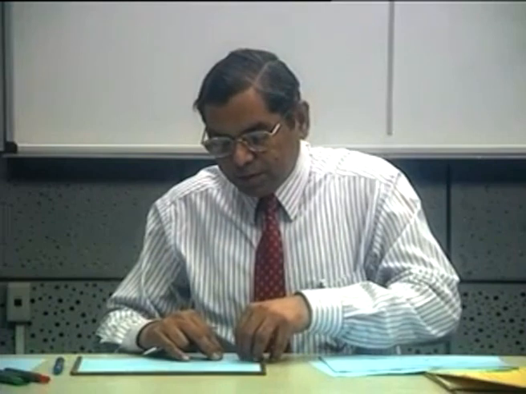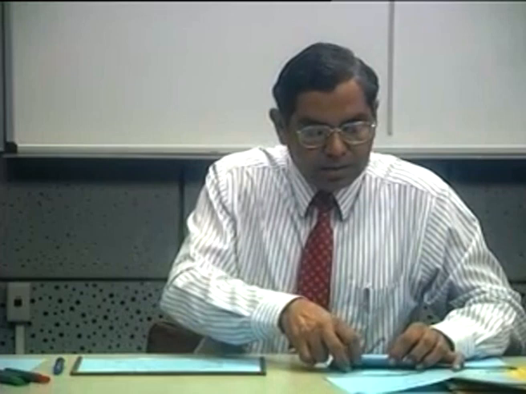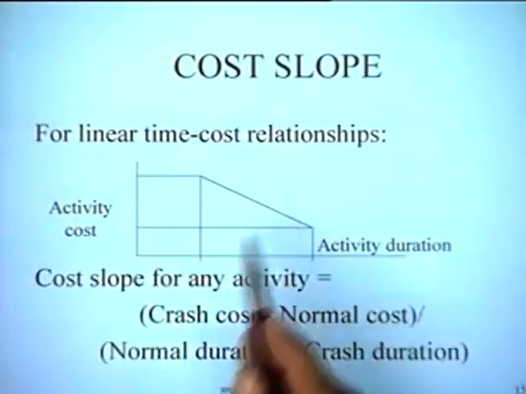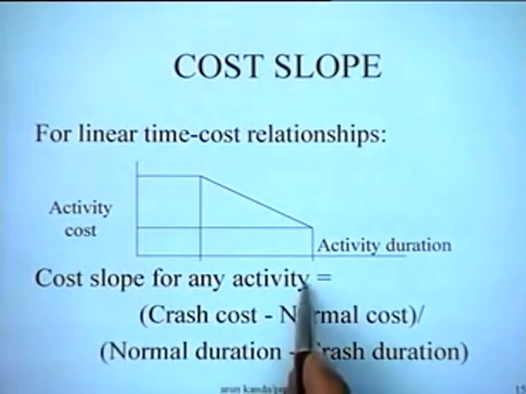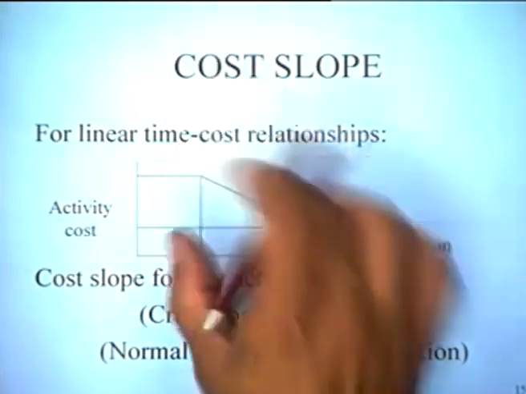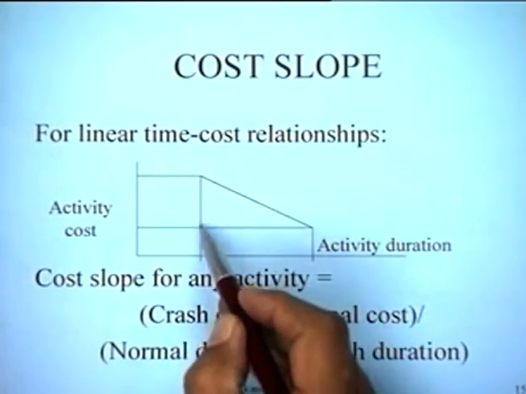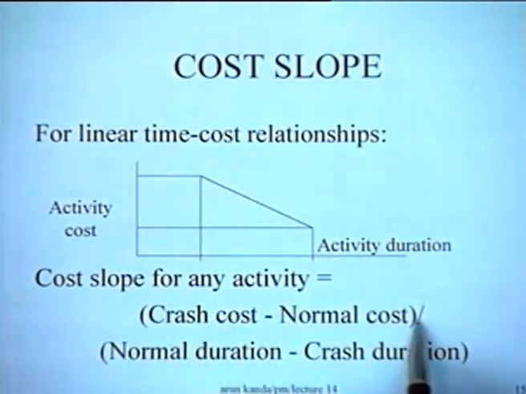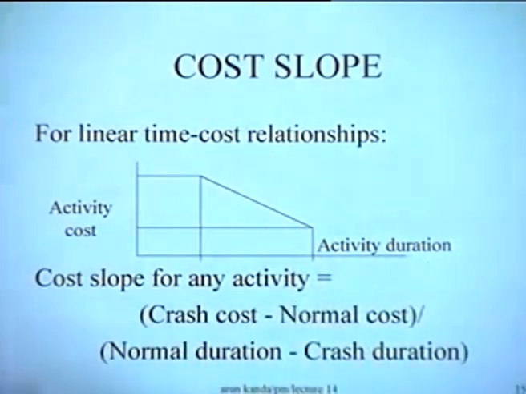Let us now give the data for this problem. For giving the data, we would just like to specify how the cost slope is computed. For linear time cost trade-offs, obviously you have the activity cost and the activity time on this side. So cost slope for any activity is nothing but the crash cost minus the normal cost, which is this distance, divided by the normal duration minus the crash duration. It's as simple as that.